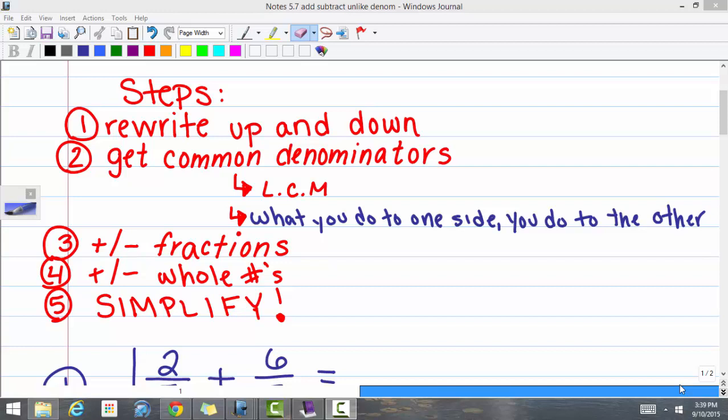In order to get the common denominators, we're going to apply what we've learned last unit with calculating the least common multiple. As I work through a problem with you, you're going to hear this phrase often: what you do to one side, you have to do to the other. So please keep that in mind. After you have common denominators, you're going to add the fractions. If it's a mixed number, you're then going to add the whole numbers.